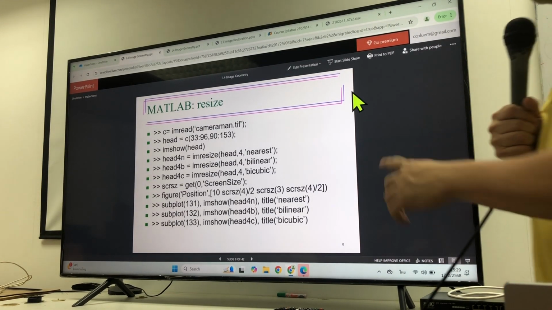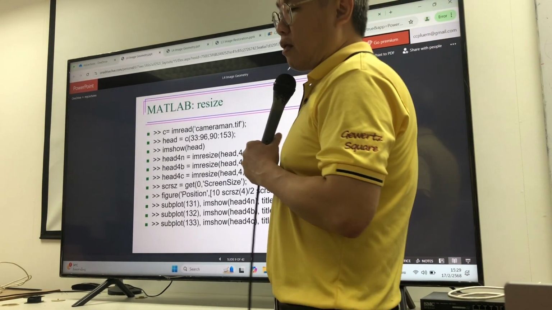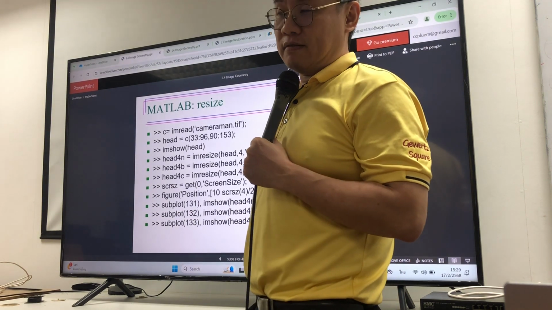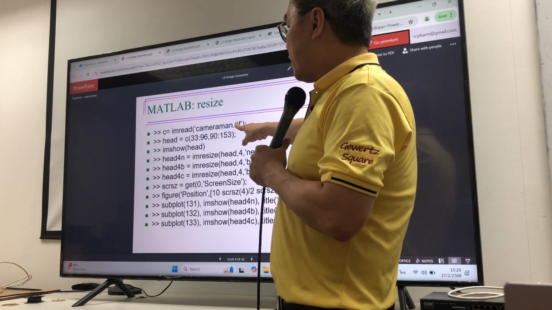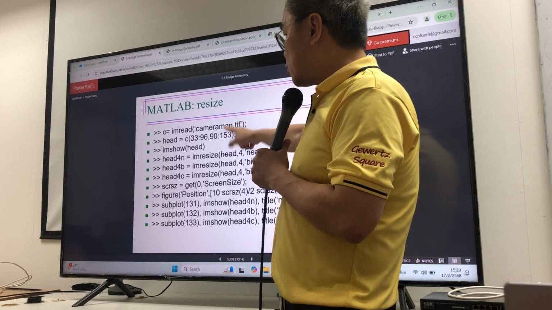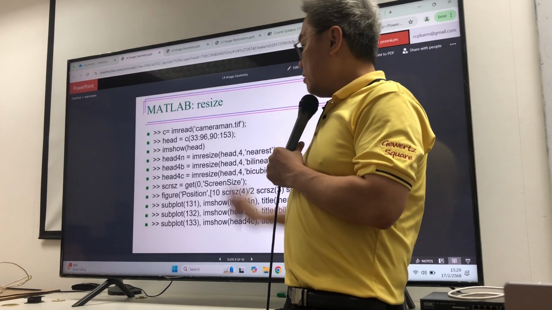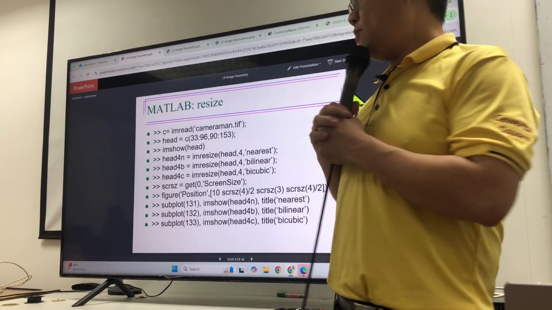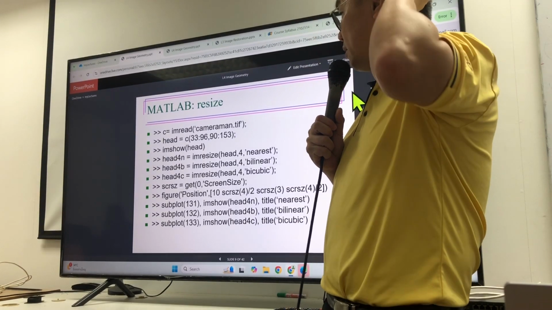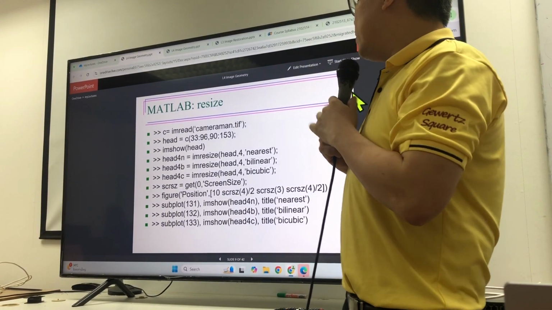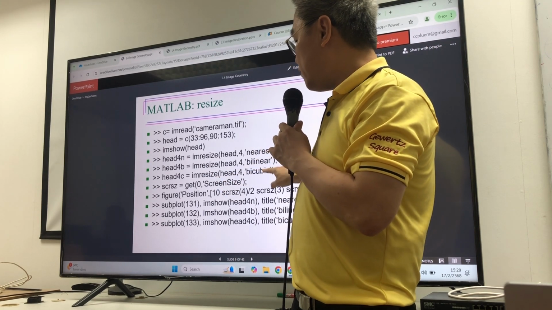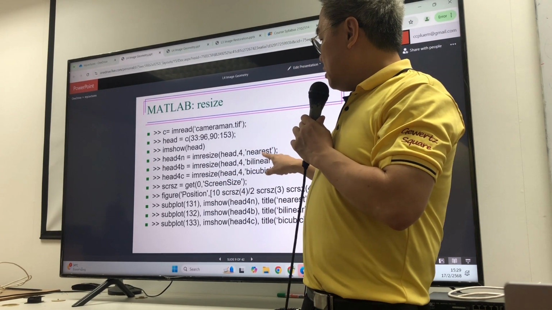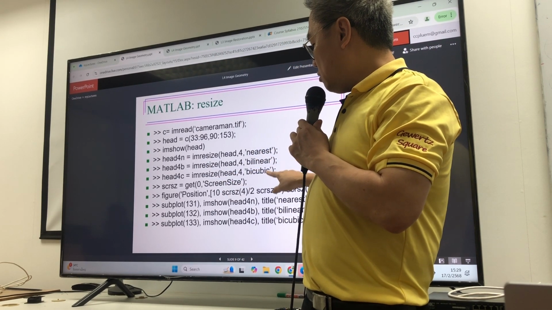So go ahead and do that. Well, I'm not going to ask you to write it, because MATLAB has done that for you. Go ahead and do cameraman, zoom into the head. Zoom in just the head of the cameraman. And then we do resize. Resize with 3 different values: nearest neighbor, bilinear, or bicubic.